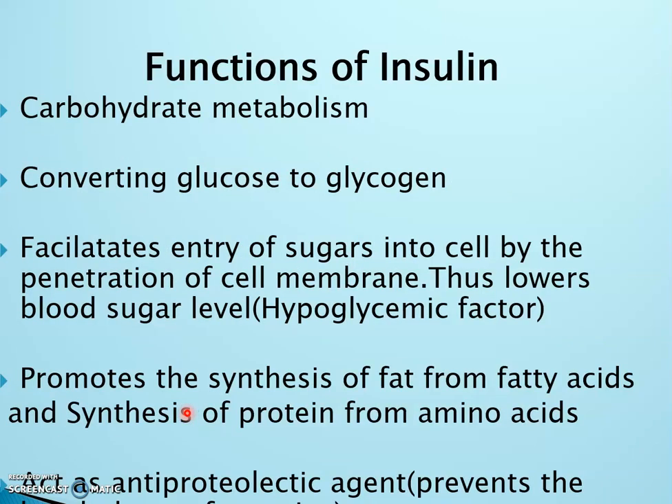Then moving to the functions of insulin. The main function of insulin is carbohydrate metabolism. We already said insulin controls the blood sugar level by converting the excess glucose to glycogen. The other function is the synthesis of fat from fatty acids. Also, it helps in the synthesis of protein from amino acids.